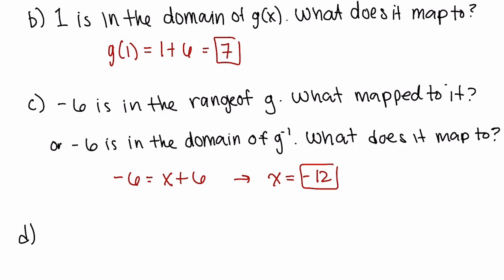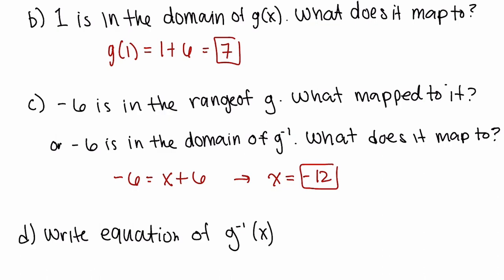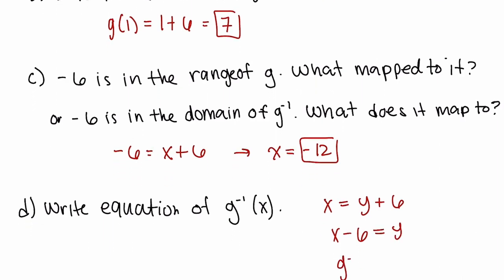And then the last thing that we're going to do is I'm going to say write the equation of the inverse. So it's this G inverse of x. That's that notation. Which, if you recall, this is where we just switch x and y, solve for y. So I'd say x equals y plus 6. Subtract the 6, which means x minus 6 equals y, which means my inverse G inverse of x equals x minus 6.